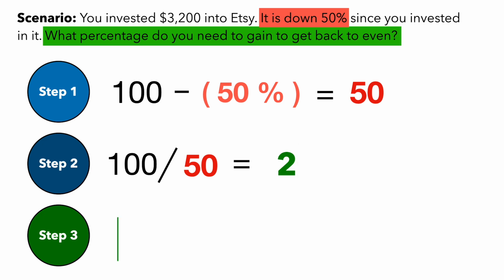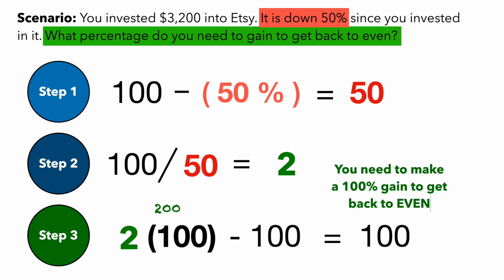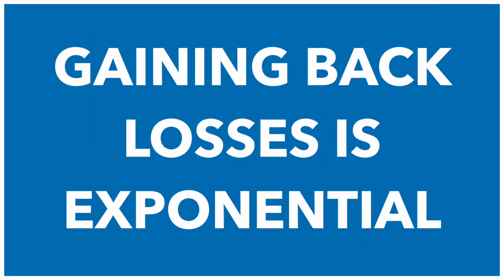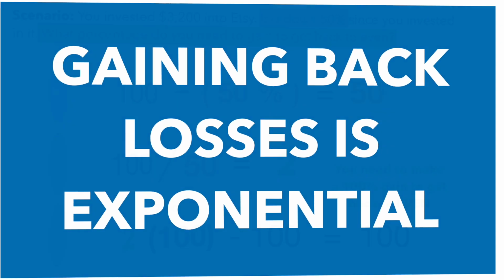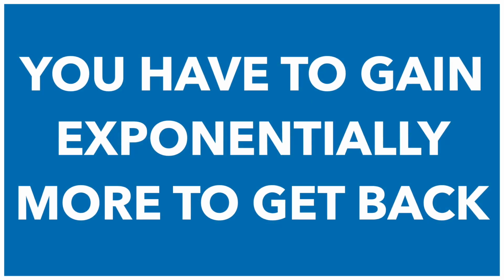And so now we're going to take 2 times 100, which is going to be 200, and then the last step, subtract that 100. So that's going to give us 100. So again, there we get to where if you're down 50%, you need to make a 100% gain to get back to even. One thing to note here is that gaining back losses is exponential, meaning the more you lose, the more exponentially you have to gain to get back to even.